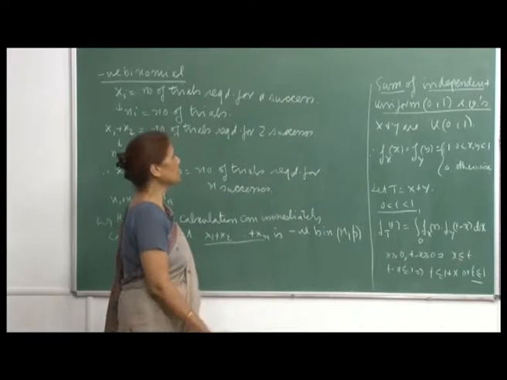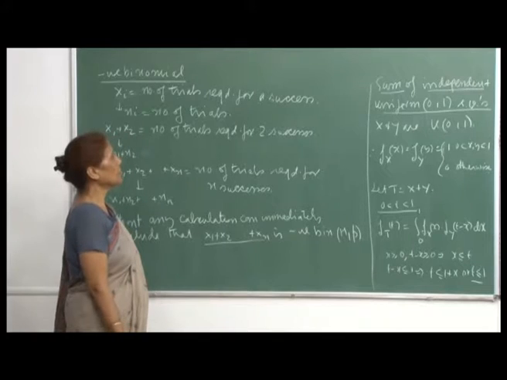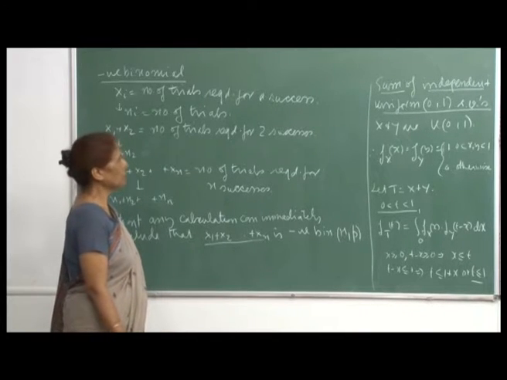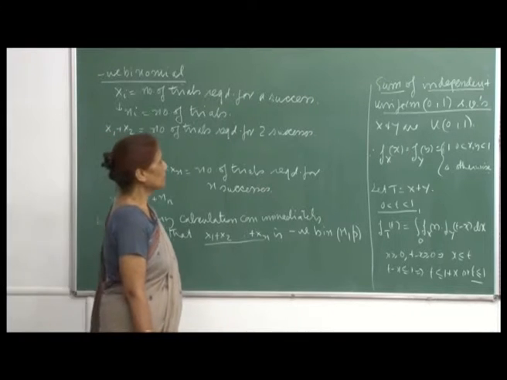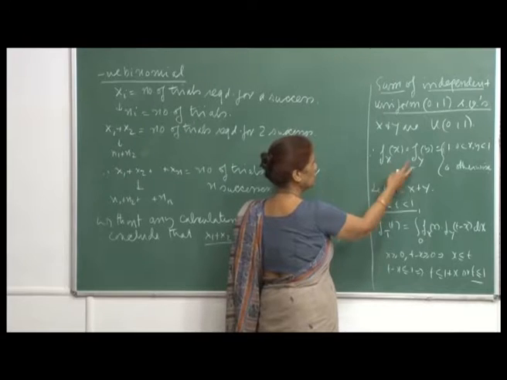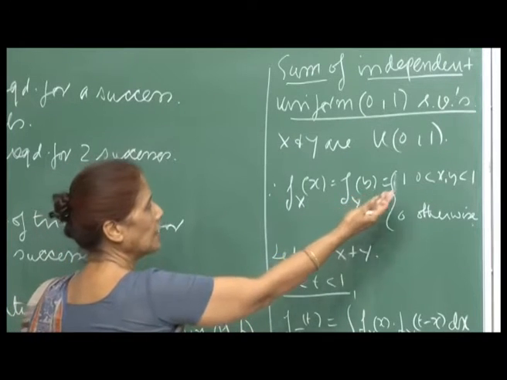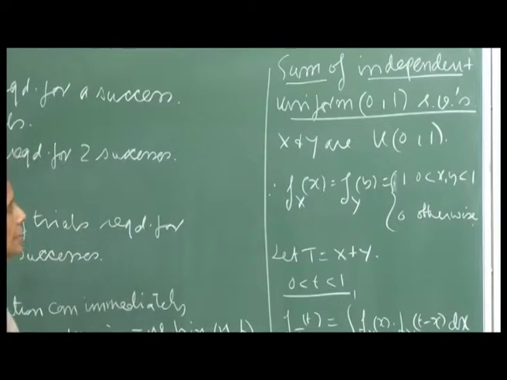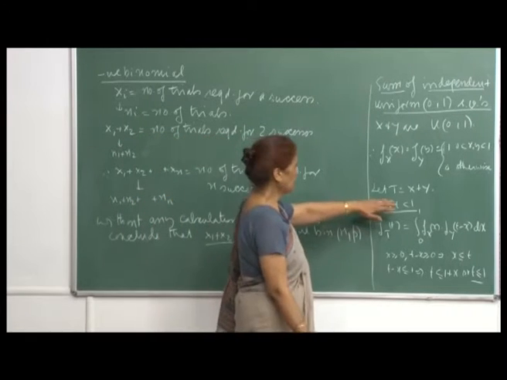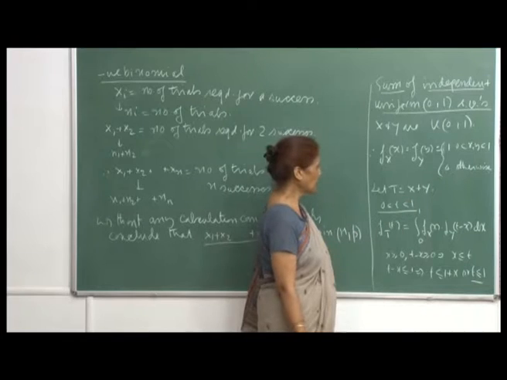Now, let us again apply convolution, this time to the sum of independent uniform random variables, both on 0 to 1. Therefore, the corresponding PDFs will both be 1 as long as x and y are between 0 and 1, and 0 otherwise. So, let us define the random variable t equal to x plus y.